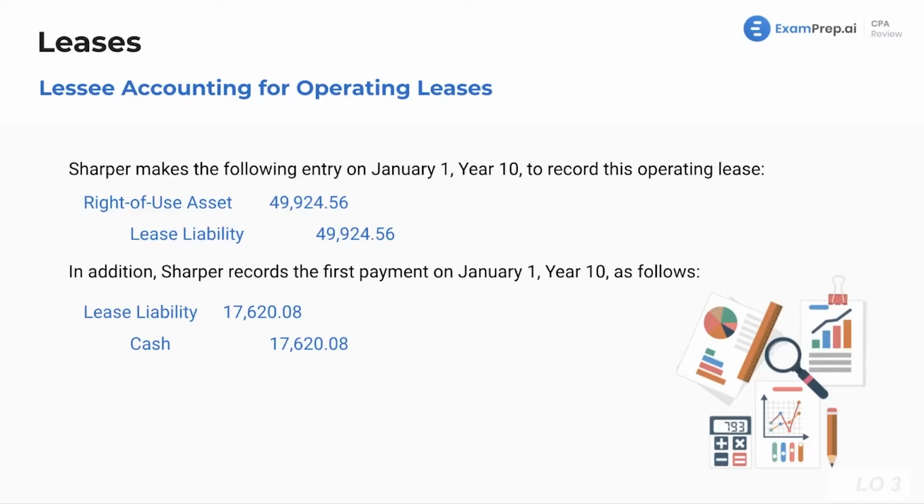Well, Sharper is the party leasing, right? The lessee. We make the following entry on January 1st, year 10 to record the operating lease. Right of use asset, lease liability. We saw that before. This is debiting your asset because you put an asset on your books, and you credit your liability because you are also putting a liability on your books. In addition, we record the first payment. I see we're doing annuity due again, so we would reduce our lease liability when we make the first payment and reduce cash for the payment, the same as for our finance lease.